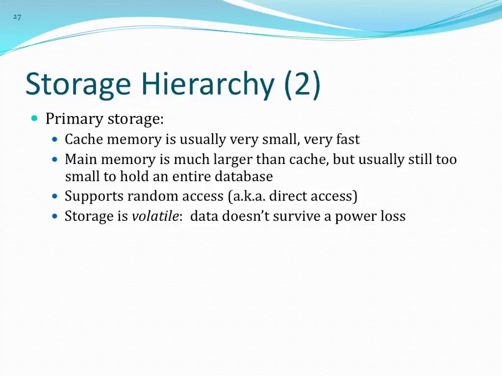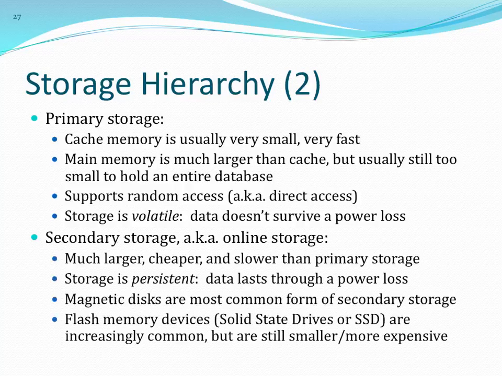Main memory is much larger than the cache, but too small to hold the entire database in general. And it supports random access, which we also call direct access. What we mean when we say direct access is I give the address and I can access that value immediately. If you think about that in comparison to a magnetic tape, I give an address, and now I need to seek for 45 seconds to get to the data. That's not direct access. You have to go to it. Main memory storage is volatile. If the power goes out, the data does not survive.